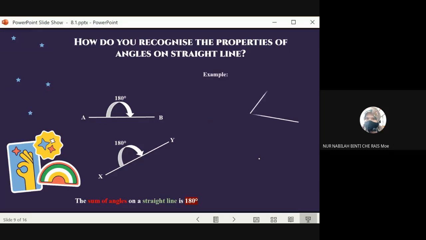For example, if you are given a line like this, you have X here and Y here. You must know that this is a straight line, so the total angle here is 180. That means X plus Y, this angle and this angle added together, equals 180. If you have another like this, with X, Y, and Z here, the total angle should be 180, meaning X plus Y plus Z equals 180. This is on a straight line.